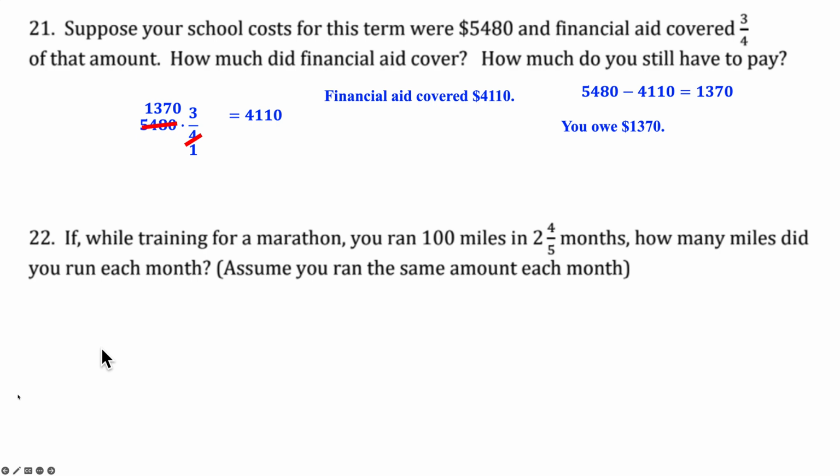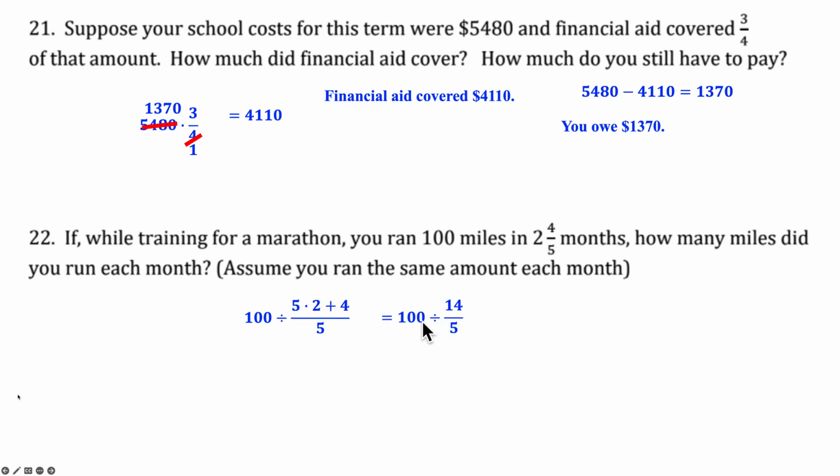22. If while training for a marathon you ran 100 miles in 2 and 4/5 months, how many miles did you run each day? Okay, first things first, we're going to divide 2 and 4/5 into 100. So we need this as an improper fraction. So 5 times 2 plus 4 in the numerator. Keep the same denominator. So that's going to be 100 divided by 14 over 5.